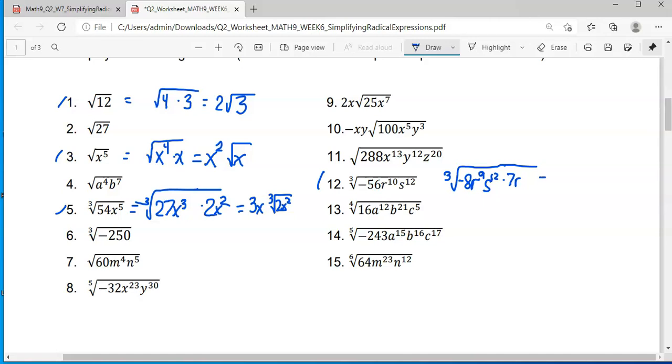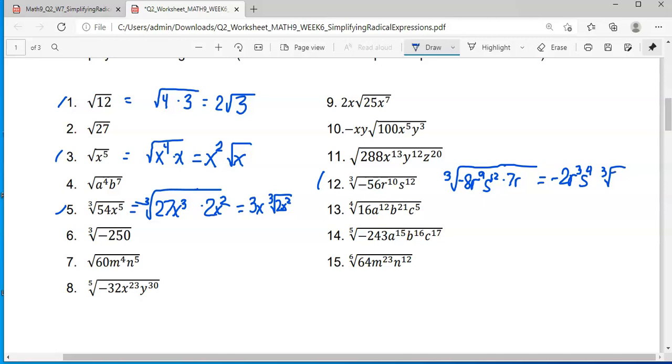Then simplify na natin. Kunin ang cube root ng negative 8. So yun ay negative 2. Remember, pag ang radical niya ay negative, ang cube root nun ay negative din. Then sa r naman, divide lang natin yung exponent ng r sa index, magiging r raised to 3. Then yung s naman, divide natin yung 12 by 3. So s raised to 4. Okay, then itira natin sa loob ng radical yung 7r.